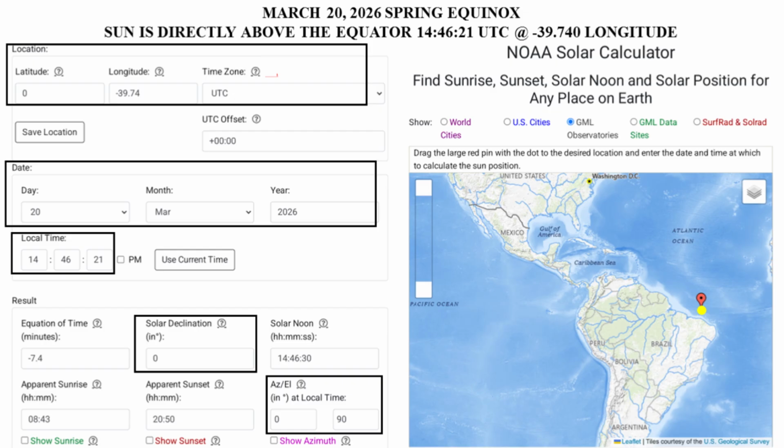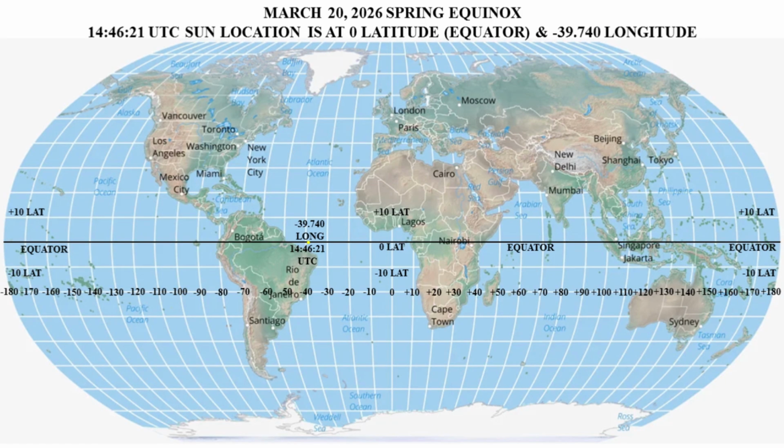The local time box is 14:46:21, which is hour 14, 46 minutes, and 21 seconds. The solar declination, which is the same as the latitude location of the sun, is 0, which means the sun is directly above the equator. The azimuth and altitude angle box shows 0 azimuth and 90 degrees altitude with the sun directly above. At 14:46:21 UTC, the sun location is at 0 latitude, the equator, and minus 39.74 longitude. This is the exact time of the spring equinox.